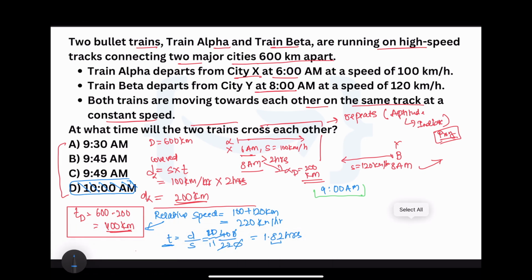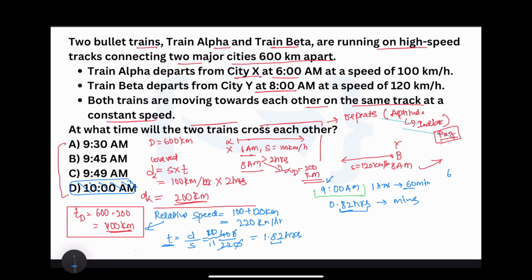Now .82. So we have 0.82 hours and we need to convert it into minutes. Okay, because the hour is clear to me and however many minutes we have, we can just add it to my 9 a.m. In 1 hour, I have 60 minutes, isn't it? So we just need to multiply it.